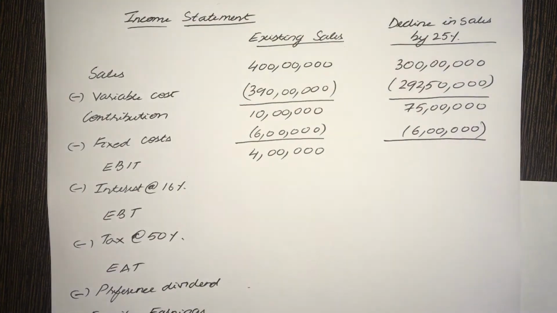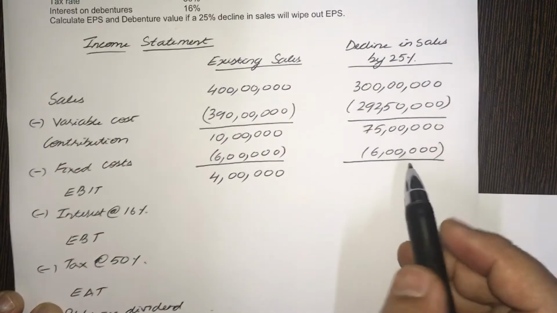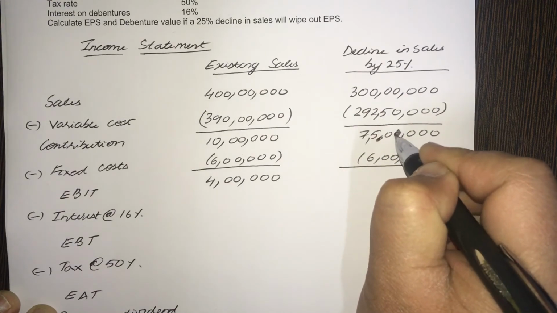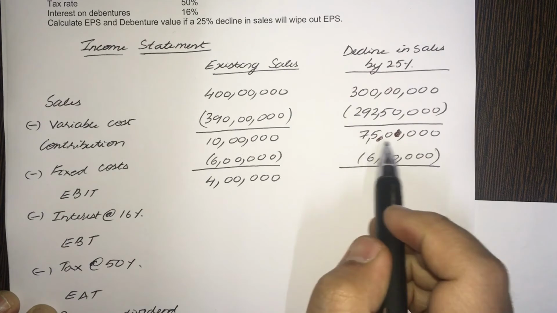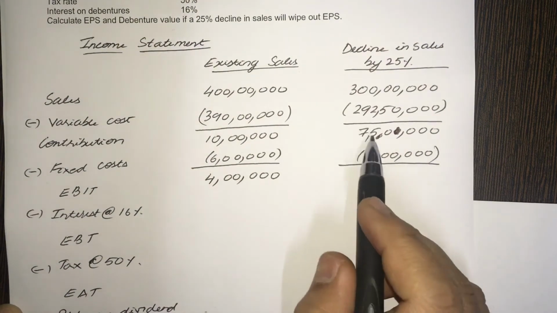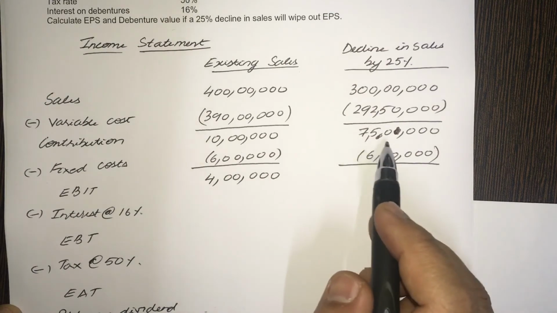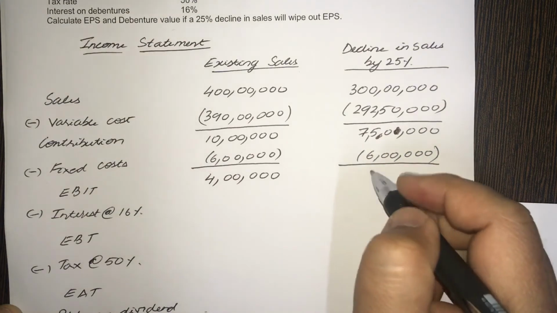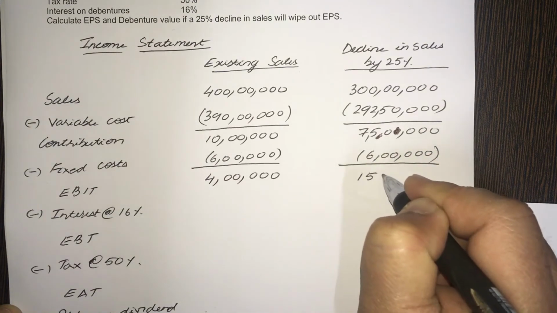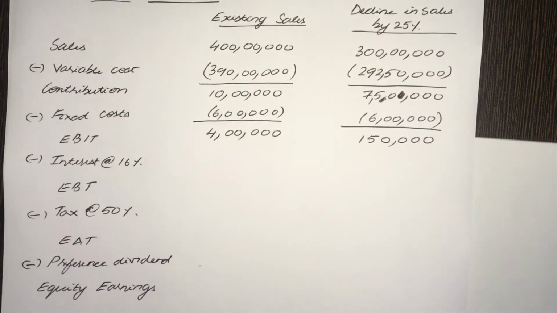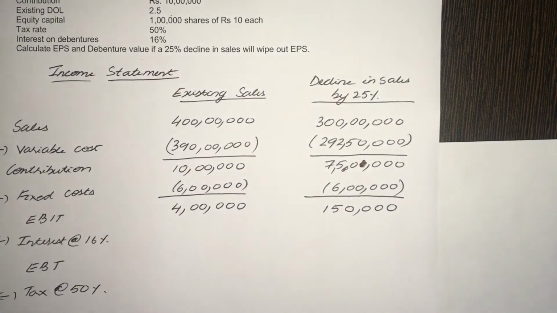All right. Wait, I made a mistake here. This is 7 lakhs 50,000. Sorry for the scribbling, please bear with me. So it's 7 lakhs 50,000, since it's 10 lakhs or 7 lakhs. So this will be 1 lakh 50,000.